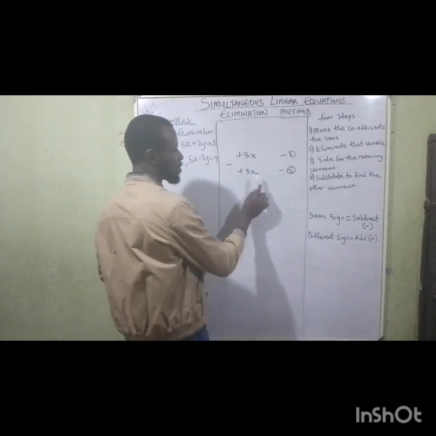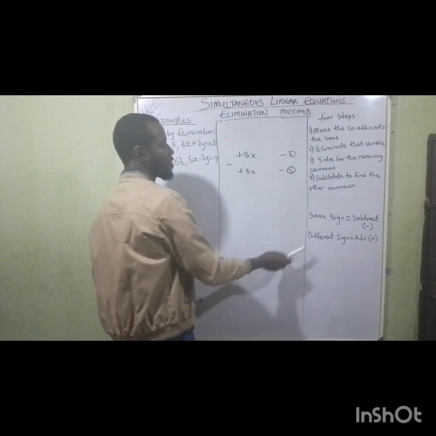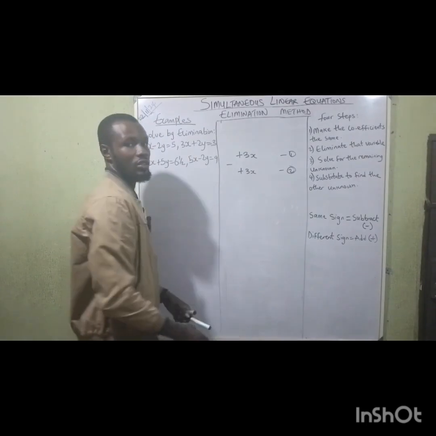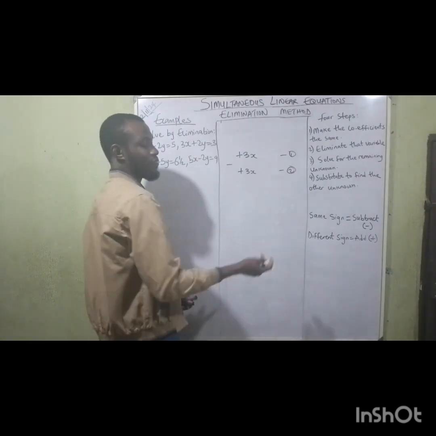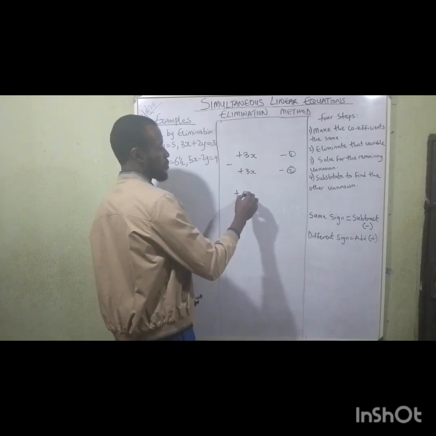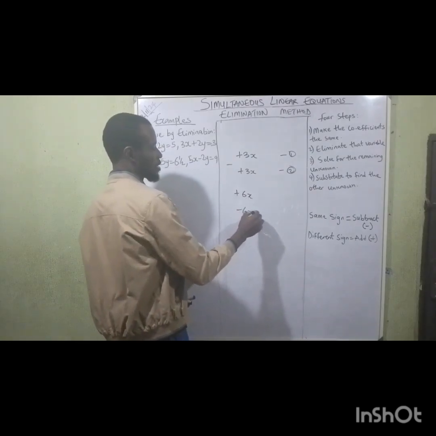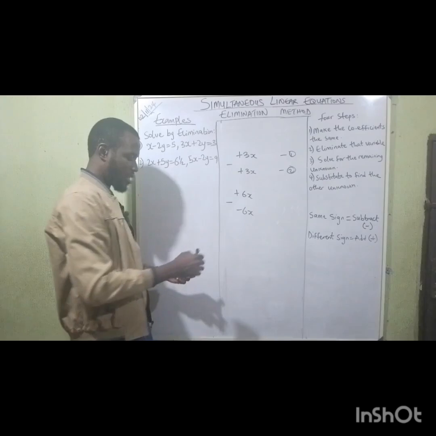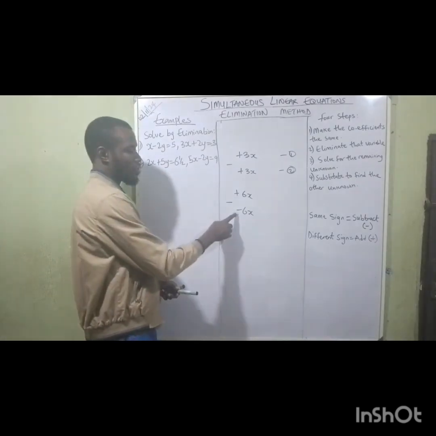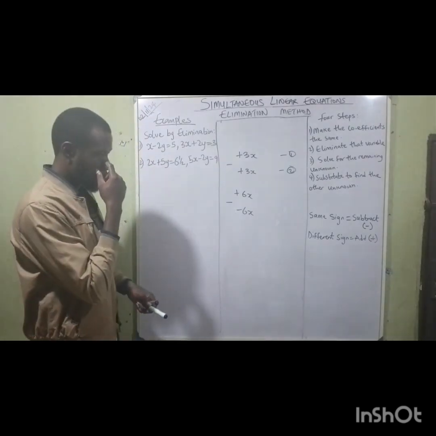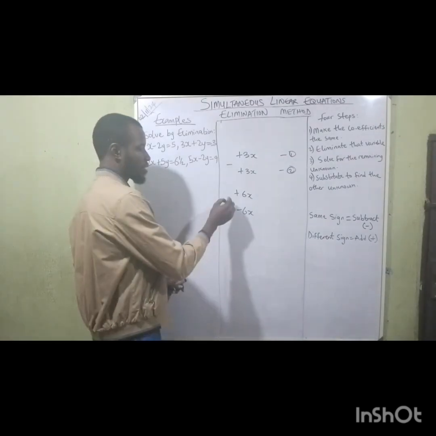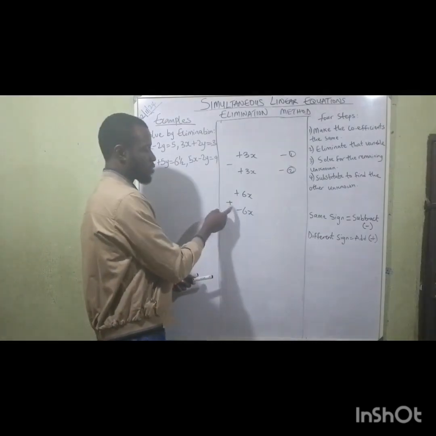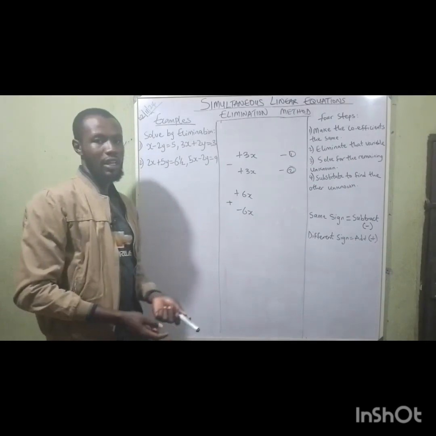If they are the same sign, you subtract. If they have different signs, you add. So you can put this down somewhere so that you use that as a guide. So if they have different signs, for example, plus 6x and minus 6x, what you're going to do here is to subtract. If you subtract here, minus times minus will give you plus. So, sorry, different signs you add. Sorry, you add, not subtract. So if you use minus times plus is minus.